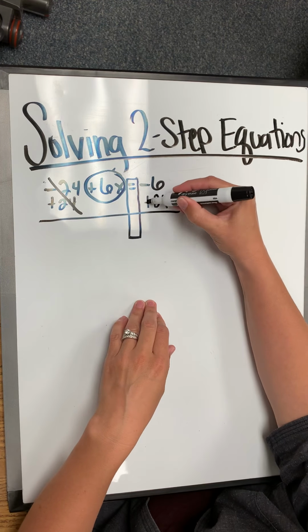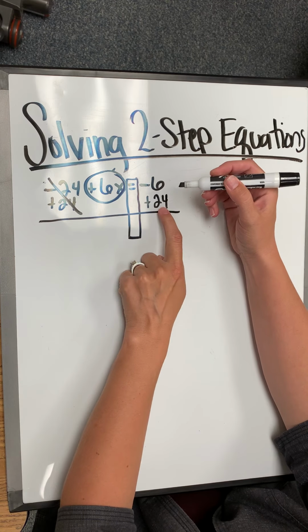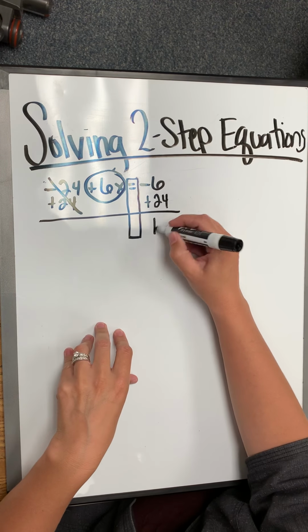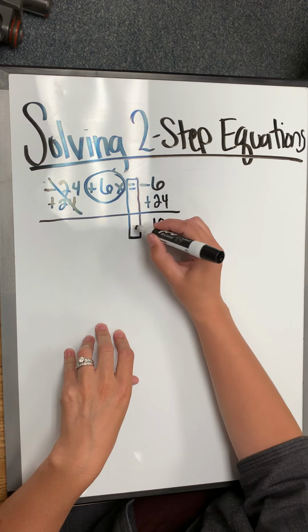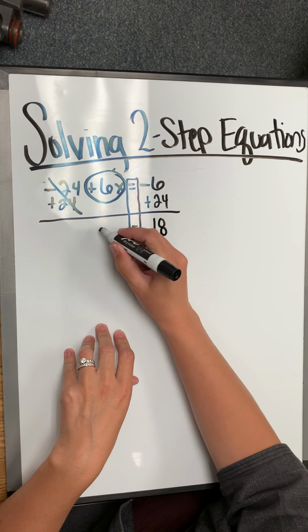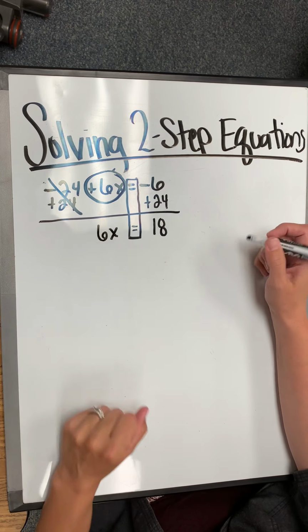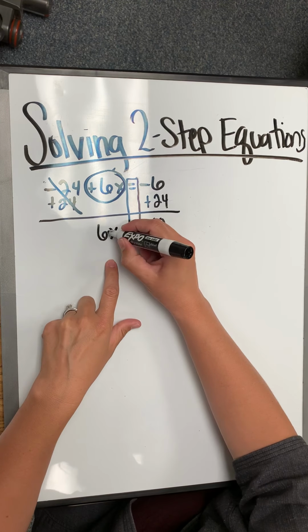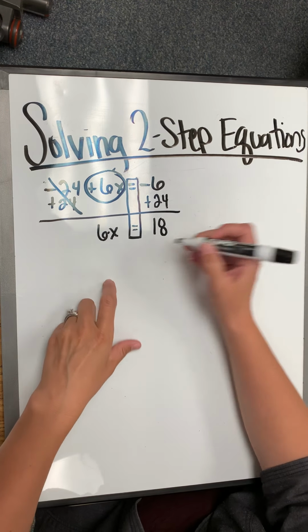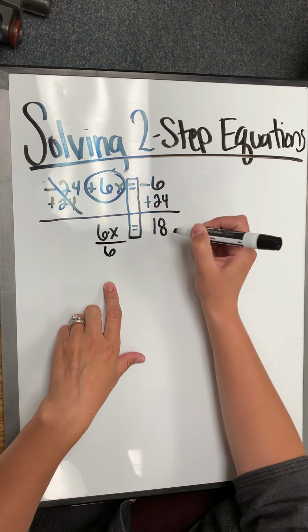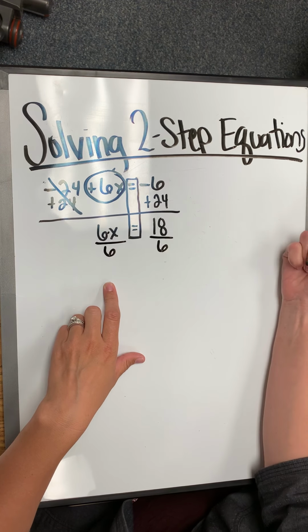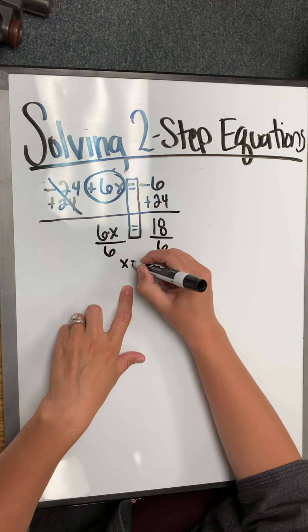You have a negative and a positive. You have more positives. How many more positives? You have 18 more positives. So your answer is going to be a +18. And that still is a +6x. Now, there it's multiplying. So to get rid of multiply, we do the opposite, which is divide. So we'll divide there. And we'll get x is equal to 3.